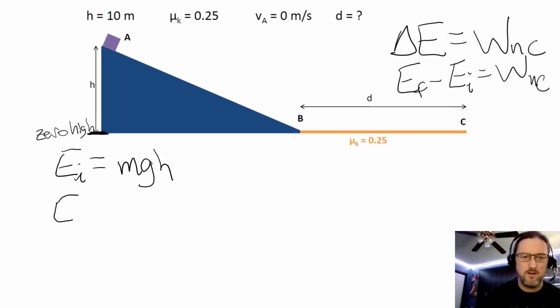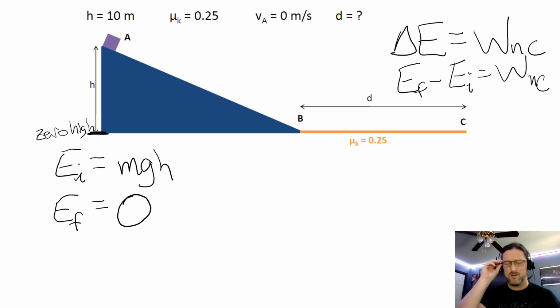Final energy is, well, what's the energy at point C? Well, it's no longer high up, so there's zero gravitational potential energy. Still no springs, no spring potential energy. It's not rotating, absolutely zero rotational kinetic energy, and it's not moving anymore at all, so it has zero total energy. Final energy state, zero. It came to a stop.